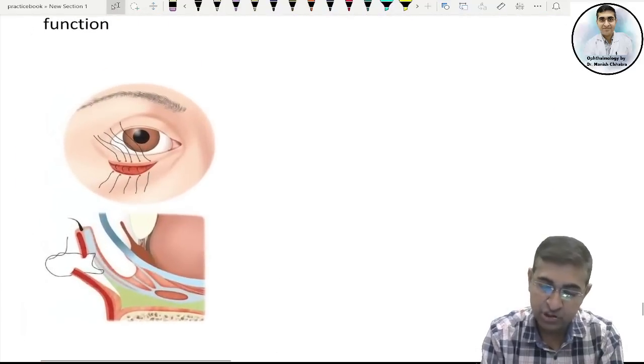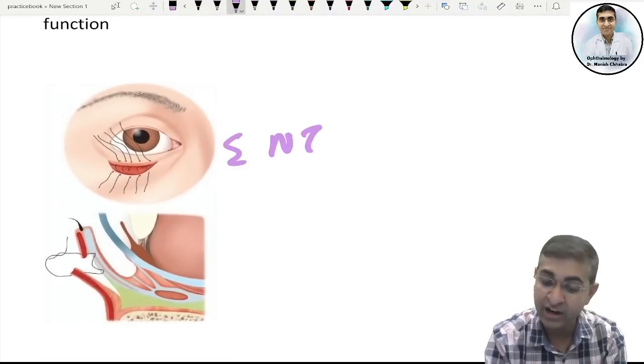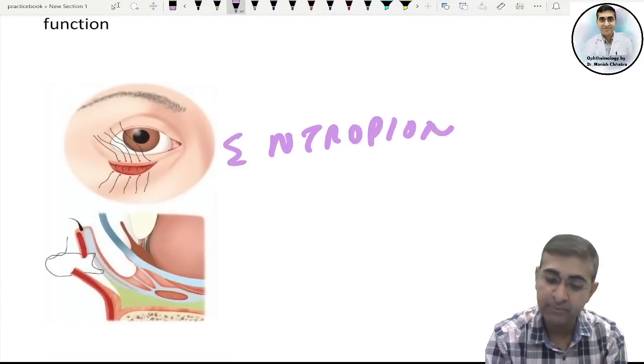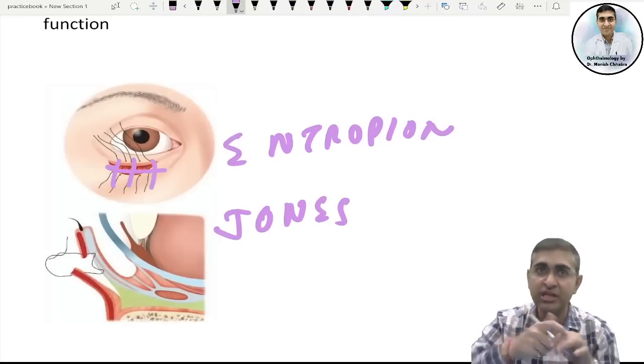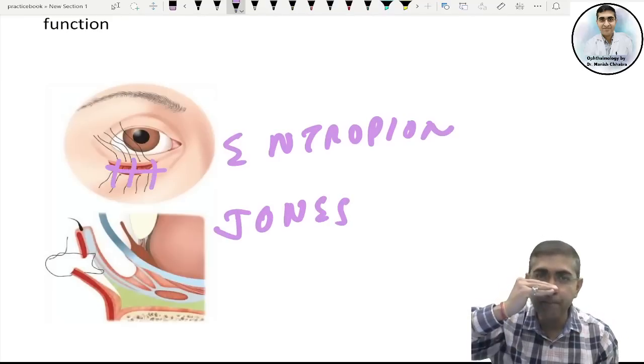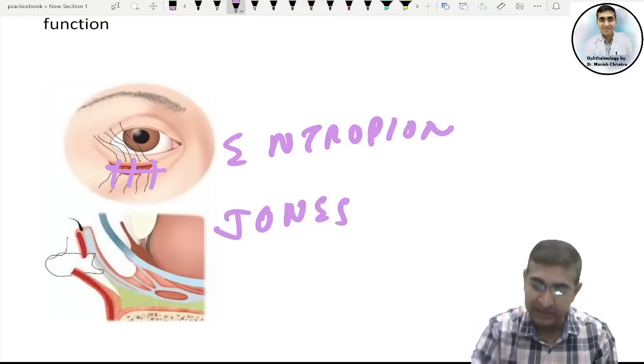And which is this procedure? This procedure is done for entropion, and the name of this procedure is Jones procedure. You give an incision here, then you tightly suture it. It is going to pull the inward rotated eyelid anteriorly, okay?